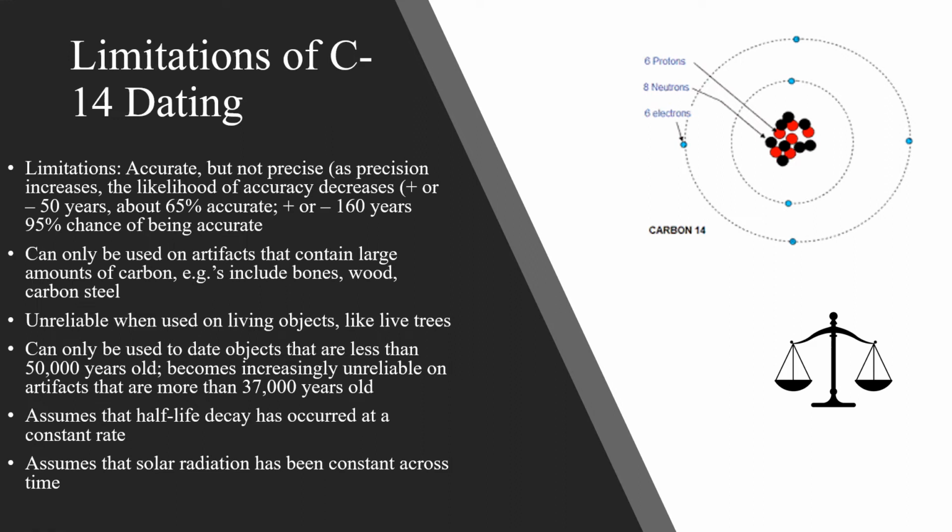Carbon-14 dating also assumes that the decay or breakdown of carbon-14 has occurred at a constant rate throughout time. Lastly, carbon-14 dating assumes that the depositing of carbon-14 from solar radiation has been relatively constant throughout Earth's history.